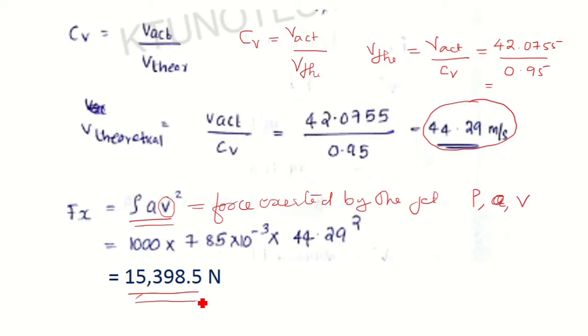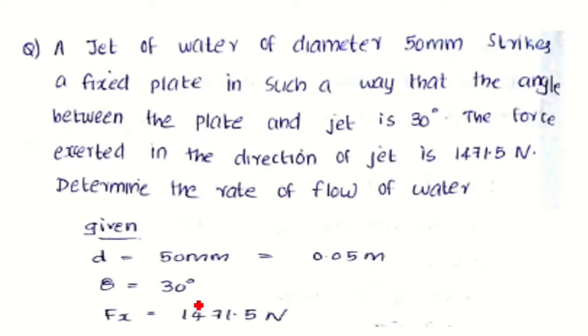Okay. So moving to the next question. Here the question is a jet of water. So there will be a jet of water of diameter 50 mm, which strikes a fixed plate in such a way that the angle between the plate and the jet is, so the plate is placed at an angle with the jet. So the jet of water is flowing like this, it strikes the plate and moves like this.